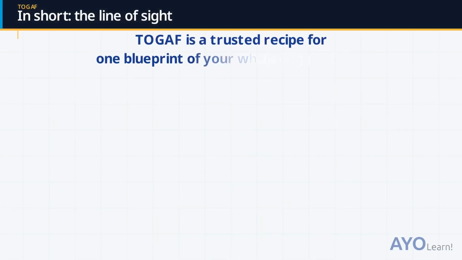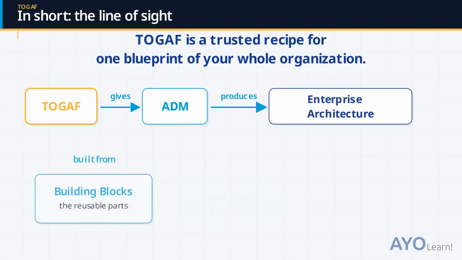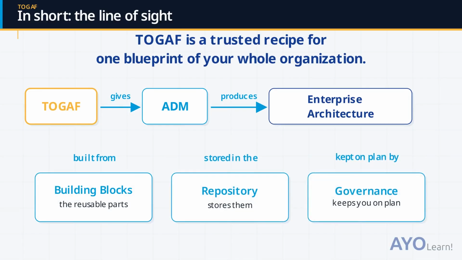TOGAF is a trusted recipe for one blueprint of your whole organization. The ADM cycle builds it, building blocks are the parts, the repository stores them, and governance keeps everyone on plan.